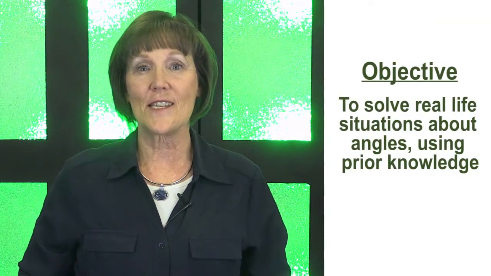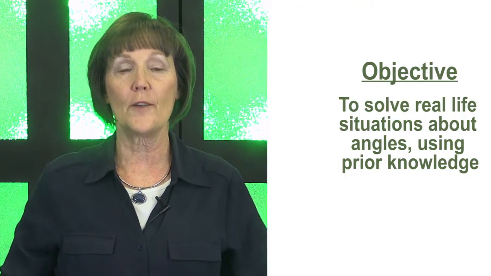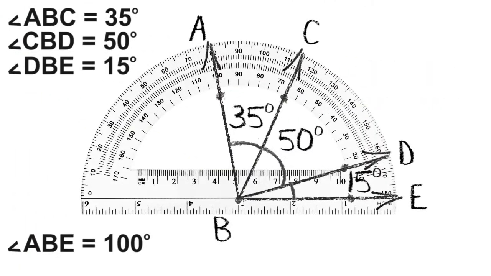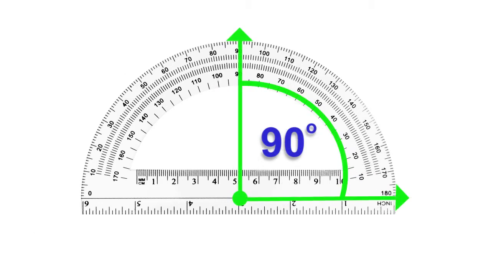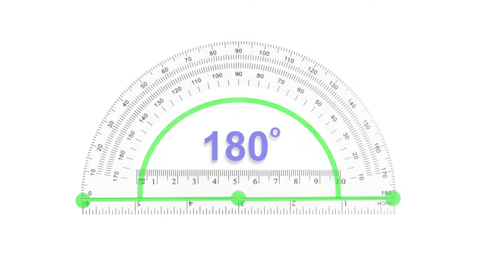The objective of this lesson is to solve real-life situations about angles using prior knowledge. In previous lessons, students learned how larger angles can be decomposed of smaller angles, and smaller angles can be combined or composed to make larger angles. Students also learned that a right angle is 90 degrees and a straight angle is 180 degrees.